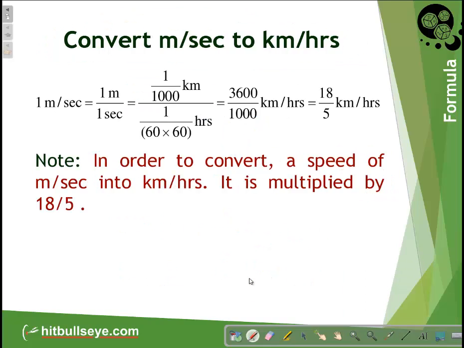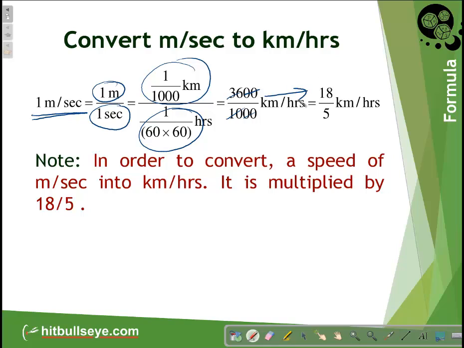Clear? Now next slide. Again the same, convert meter per second to kilometer per hour. Again the same thing, 1 meter per second is 1 meter divided by 1 second. In 1 meter, how many kilometers will there be? 1 by 1000. In 1 second, how many hours will there be? 1 upon 3600. So 3600 divided by 1000, when we cancel this, it will become 18 by 5 kilometer per hour.